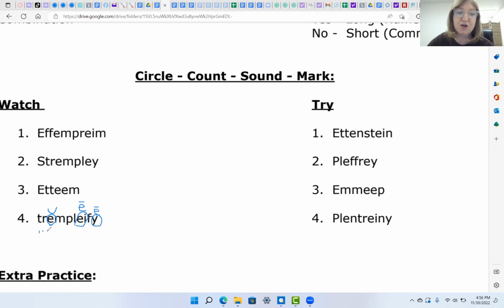T, O, E, S, E. I'm going to go really slow when I blend this because it's a doozy. Start with 2. Tur, tre, trem, tremp, tremple, tremply, trempleef, trempleefy, trempleefy. Okay, let's try yours.